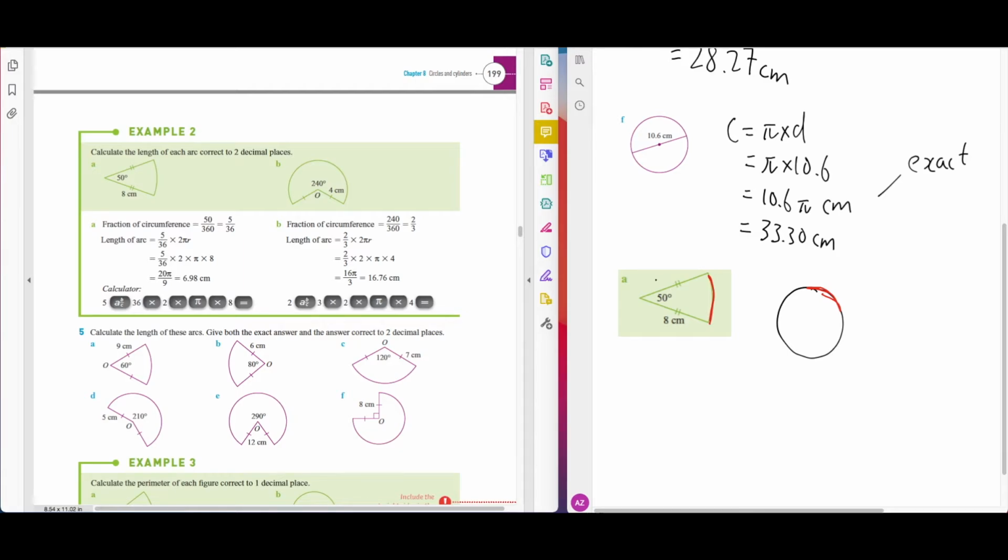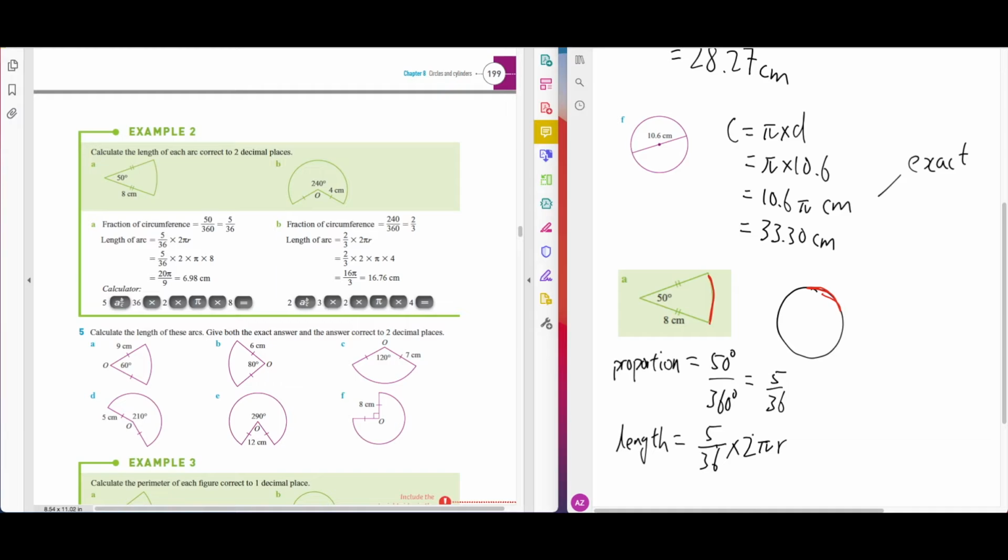So we know that to determine the fraction of the circle, we can just say proportion is equal to 50 degrees divided by 360 degrees, right? And what does this give you? This gives you 5/36. And to work out the length of this arc, we just have to multiply the proportion by the circumference. So then we can say length is equal to 5/36 multiplied by the circumference, so 2 pi r.